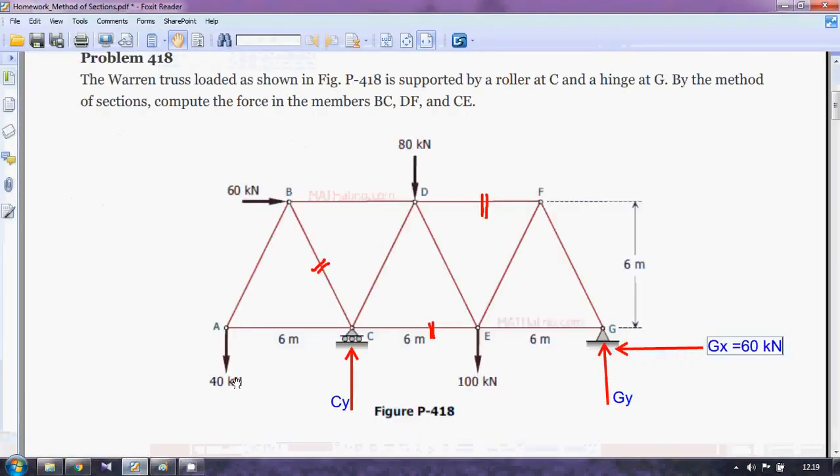In our last class, I have explained that whenever you are taking the distance, always take a line parallel to this force. So this force is in this direction, so I'll take a line in this direction. The distance will be the distance between these two lines, so it is 6 meter.